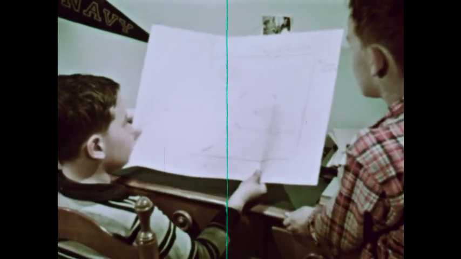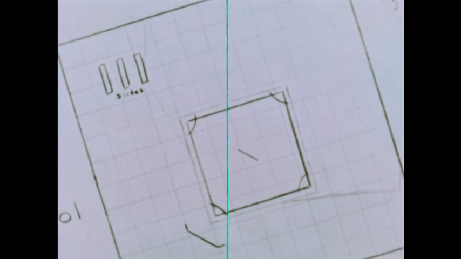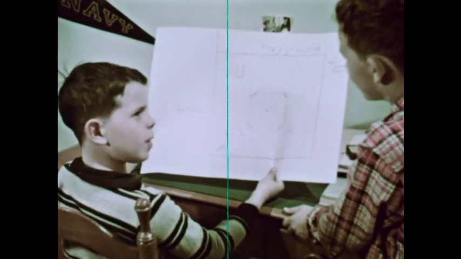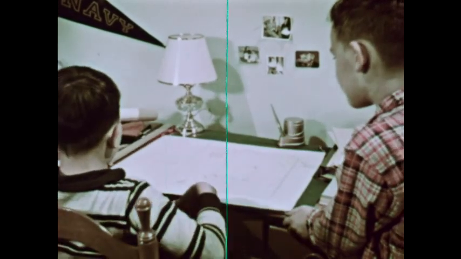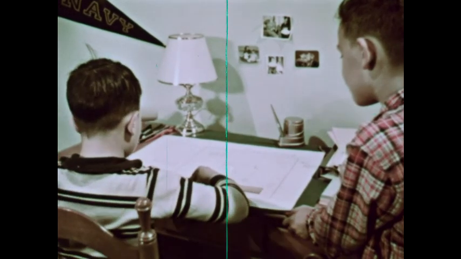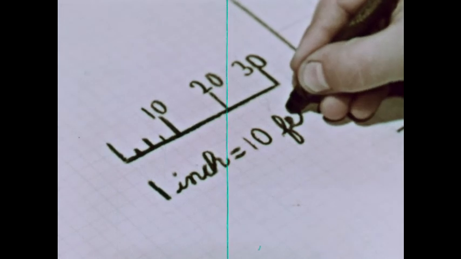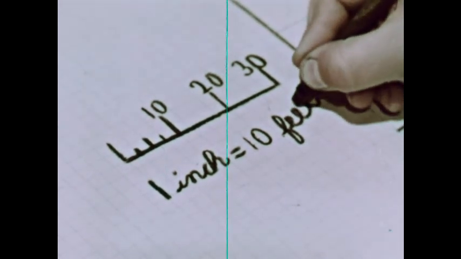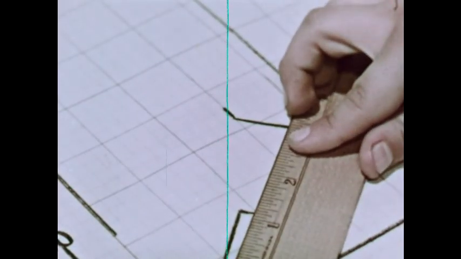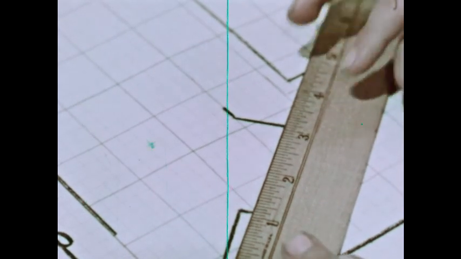When everything is drawn according to scale, they have a map of the playground. The distances between objects are exact. But before anyone can read the map, George has to write down the scale. 1 inch equals 10 feet on the playground. Now anyone can tell with a ruler how far the slide is from the ball field.